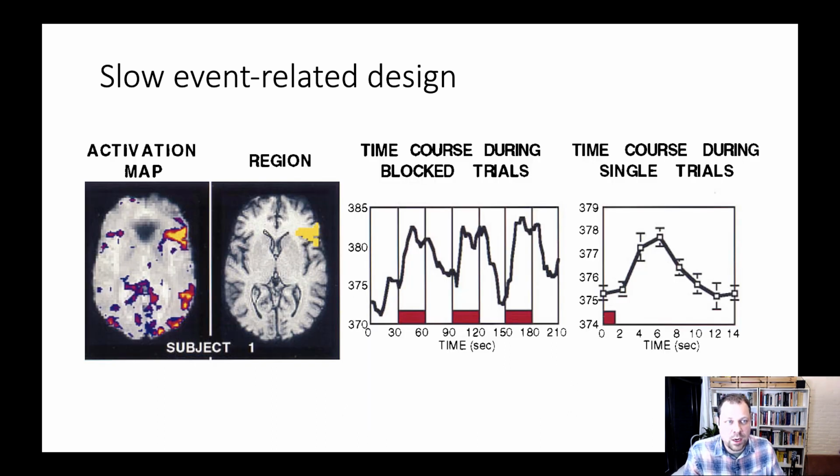To summarize the outcome from this study, the left image shows the activation map from the experiment, and you can see there's this right frontal area from which they also extracted the signal. And this is the signal from this region during the blocked trials. You can see a clear signal increase here in the order of about 10 arbitrary units, which is quite a bit, during the on blocks relative to the off blocks.